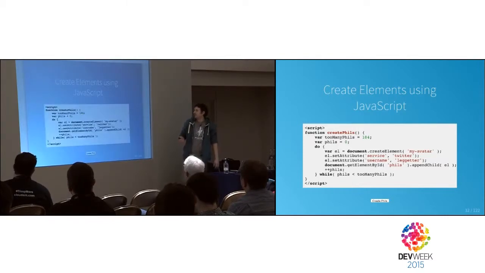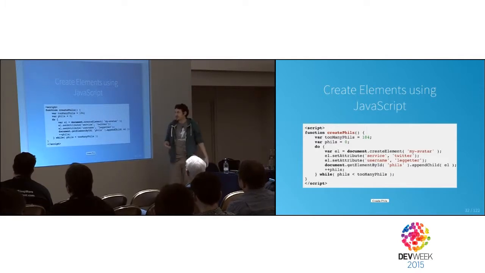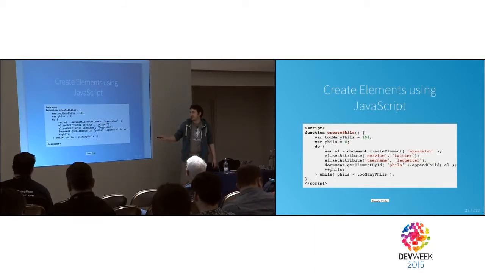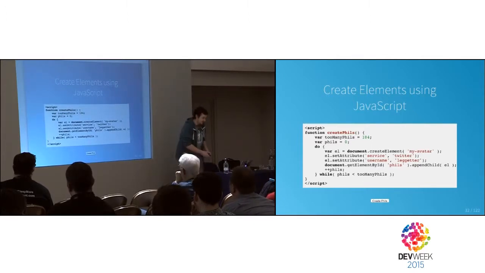Okay, so because it's natively supported, because the browser knows how to deal with this sort of stuff, we can obviously use markup, but we can also use JavaScript to create elements. So in this case, I'm creating loads of fills. Too many fills is obviously 104. I'm going to use a do-while loop because I haven't used one in a while. And I'm going to create a bunch of my avatar images. I'm going to set the service property to Twitter, the username to Leggetter. I've got, obviously, an element somewhere in this page which is called fills. And I'm just going to append 104 fills to the DOM for some reason, just to show that you can do it.